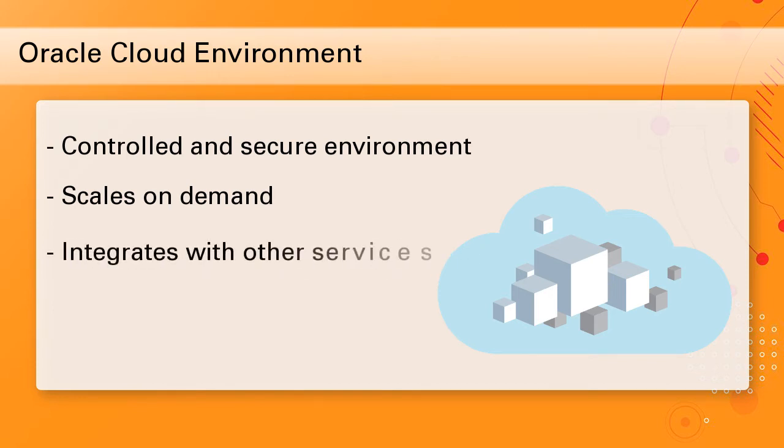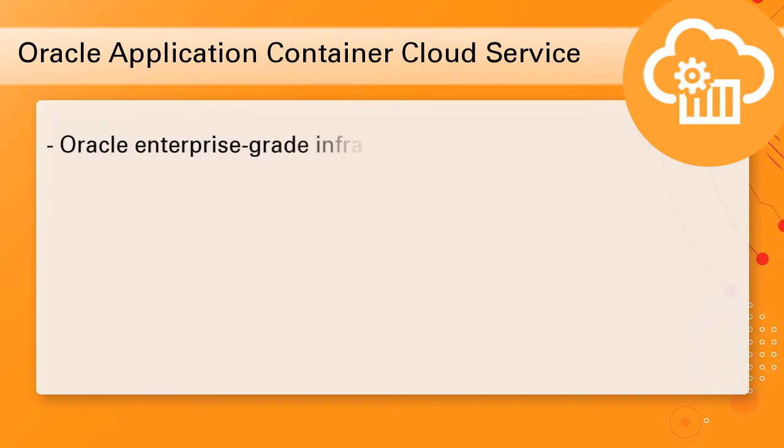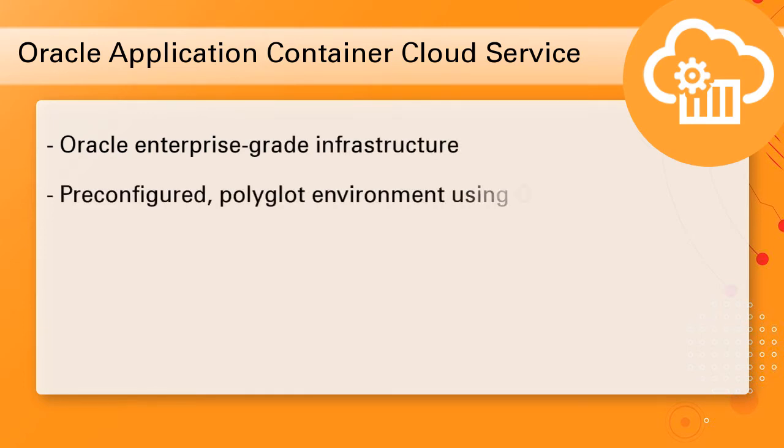In the cloud, you deploy to computing instances that are independent of one another. Your application runs in a separate container where you control its resources, external access, and connected services. Microservices running in Oracle Application Container Cloud Service benefit from the following features. They run on Oracle enterprise-grade infrastructure. The environment is configured with Oracle Linux with the latest updates installed to provide the most advanced features in security and reliability.